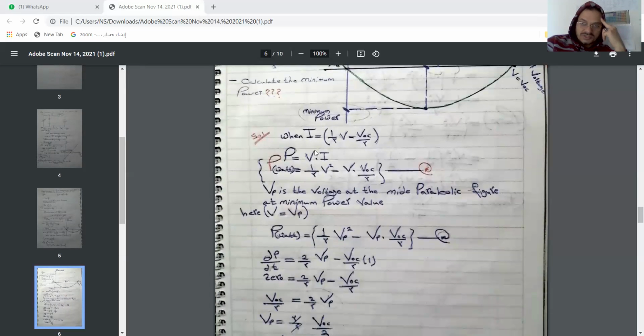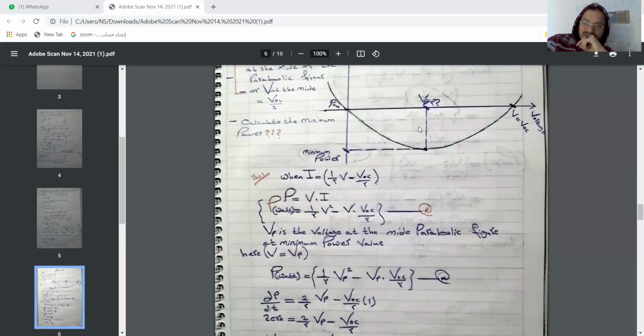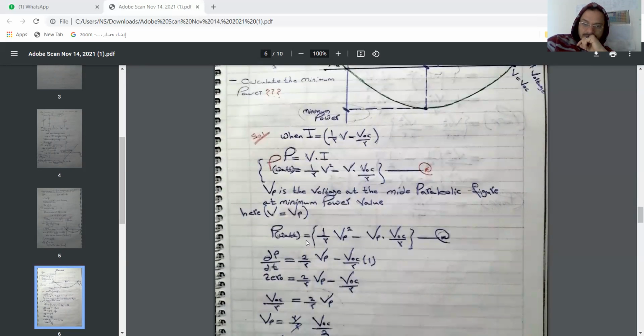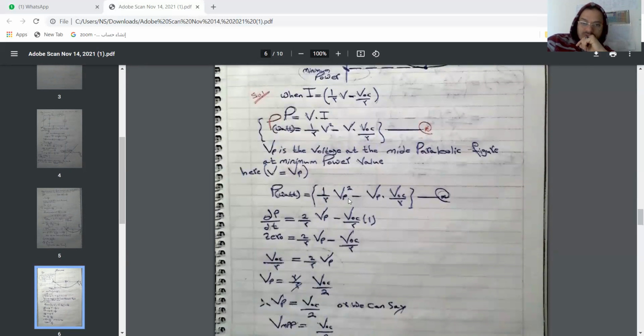From the same general equation, I equals V on R minus VOC on R. P equals V dot I, that means P in watts equals V squared on R minus V dot VOC on R. VP is the voltage at the mid parabolic figure at minimum power value. Here V equals VP, like I said before, because I write VP here and VP here instead of the V.